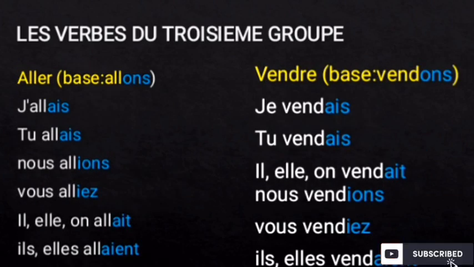Now these are third group verbs. And I intentionally picked the verb aller because it also ends in ER. But you tell me, so we have je vais, tu vas, il va, nous allons. Now we pick the allons of that one. We remove the ONS, and we have our imperfect with the verb aller. J'allais, tu allais, il allait, elle allait, nous allions, vous alliez, il, elle allait.